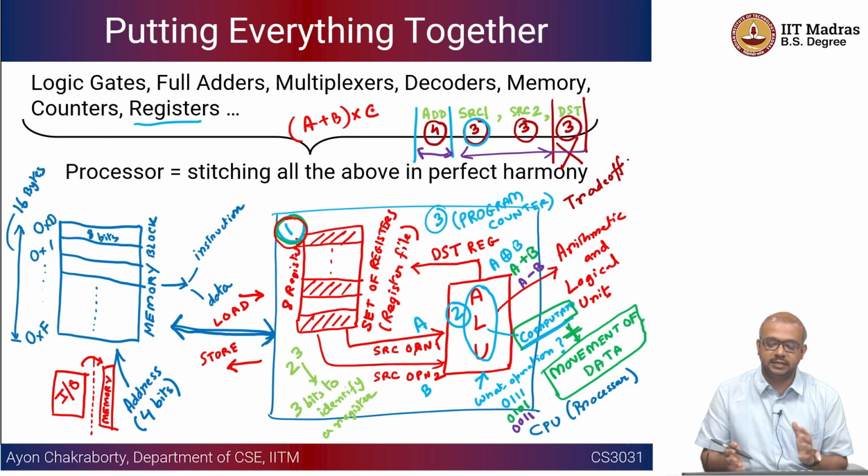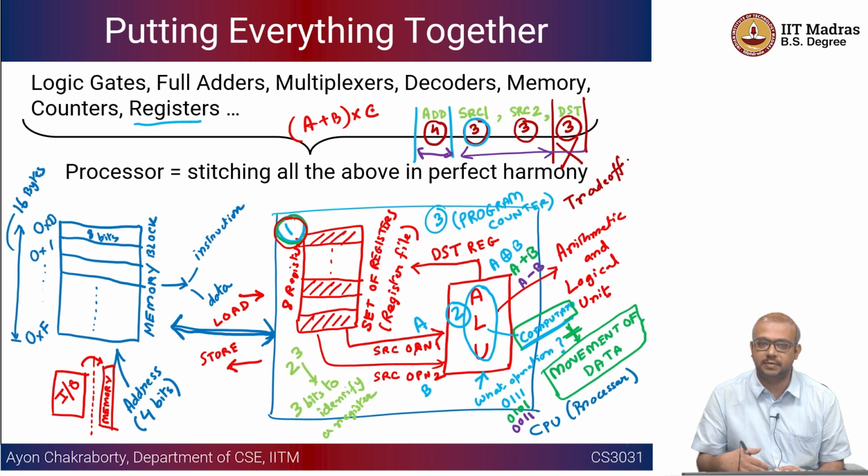So again, this is a trade-off. More registers are good for your program, but the underlying complexity of the hardware is more. The instruction encoding is going to require more bits, right? And of course, the overall cost is going to be bumped up, right?